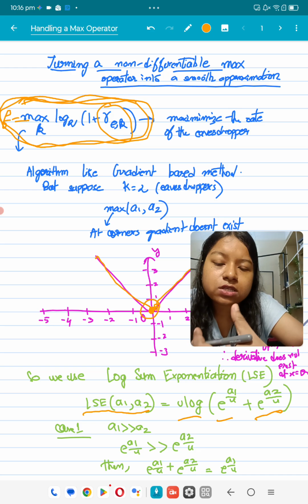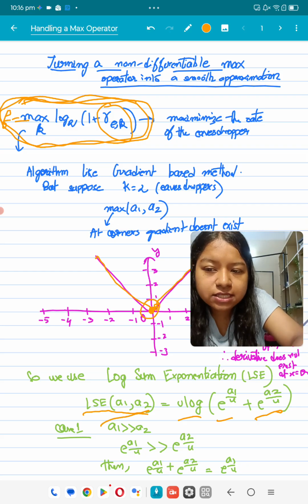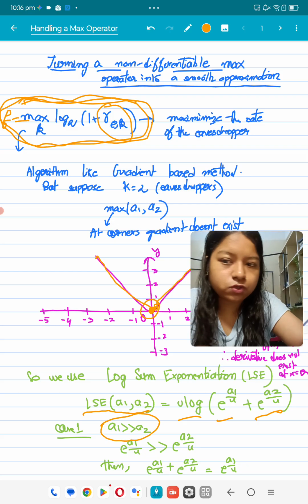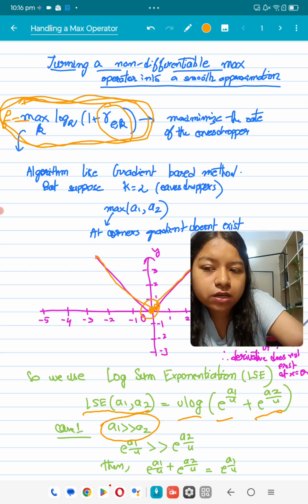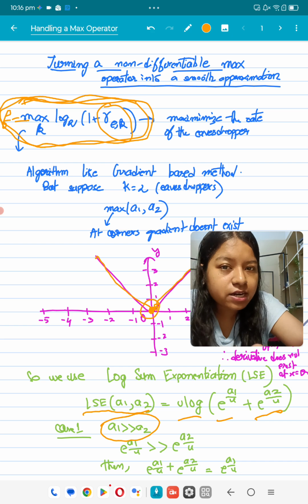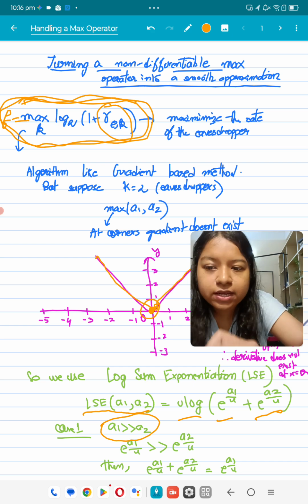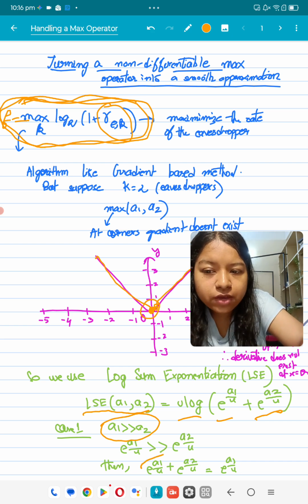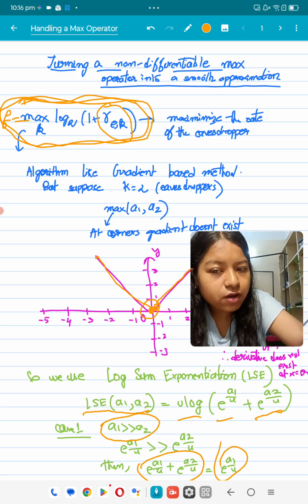Suppose in the first case A1 is greater than A2. Then e to the power A1 by U will obviously be greater than e to the power A2 by U. Then e to the power A1 by U plus e to the power A2 by U can be written as e to the power A1 by U only.